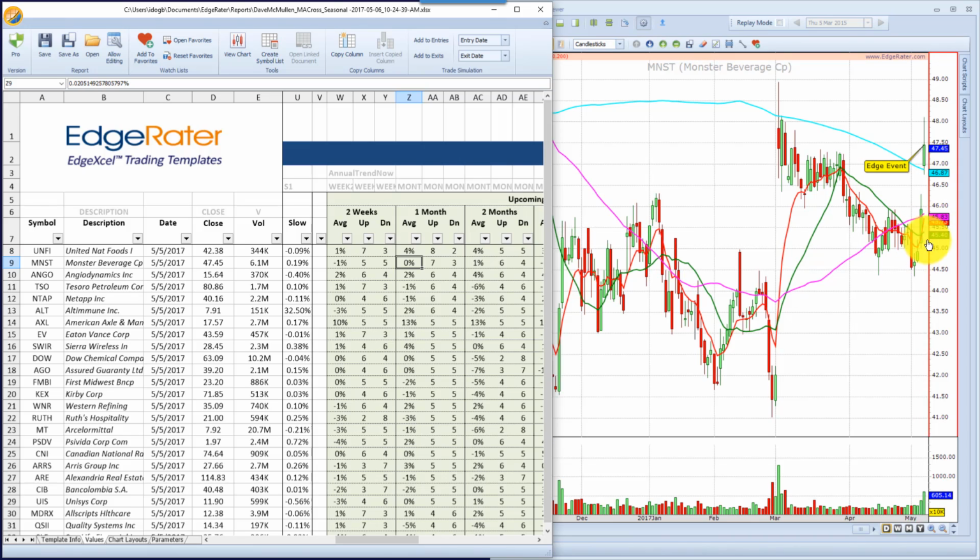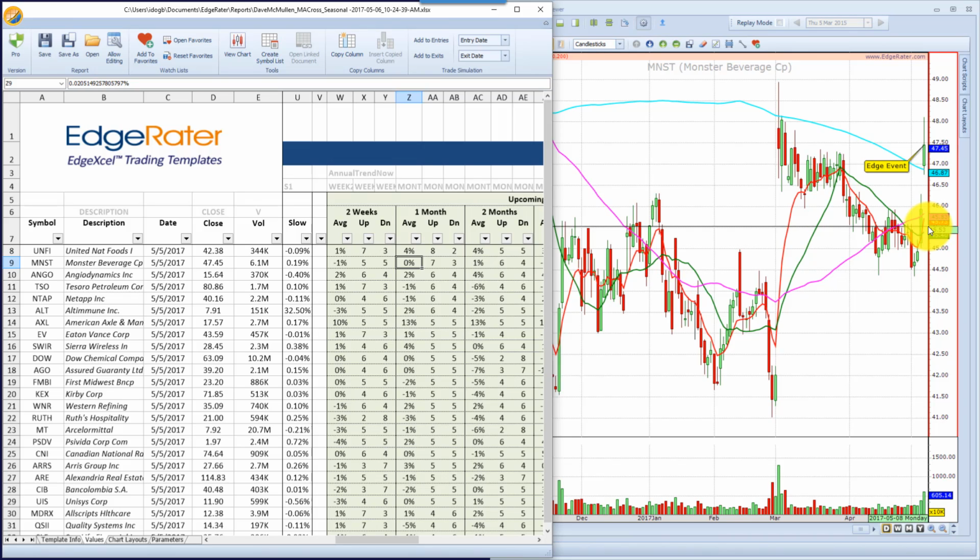You see the moving average crosses down here. Monster Beverage. In terms of seasonality, 7 years out of the last 10 have been up years. The average has been a 0% gain, which means that obviously those 3 down years in the last 10 have percentage-wise been bigger losses than the up years, and on average you've got a 0% gain. However, you do have a moving average cross.